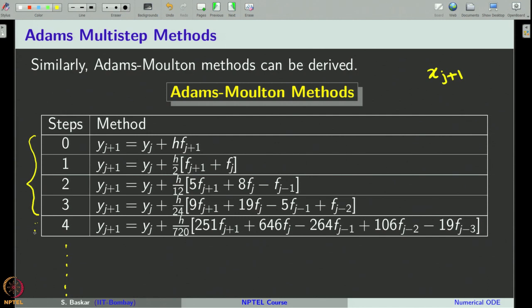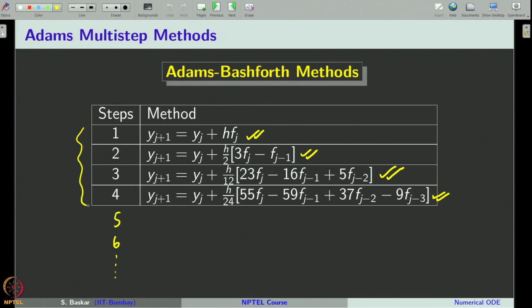Of course, from the examination point of view, we will not go more than 2 because it is very difficult for us to remember these formulas. And even in the Adams-Bashforth method, we will not go more than step 3 in the examination.